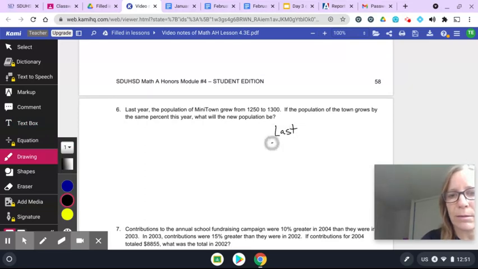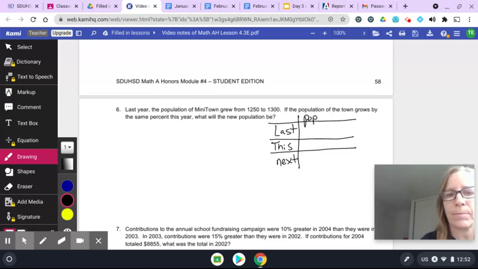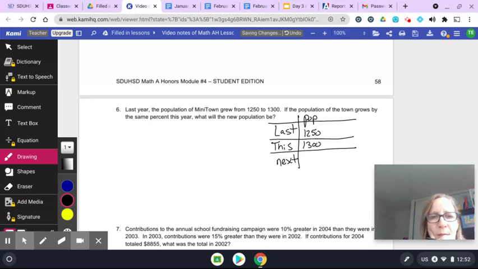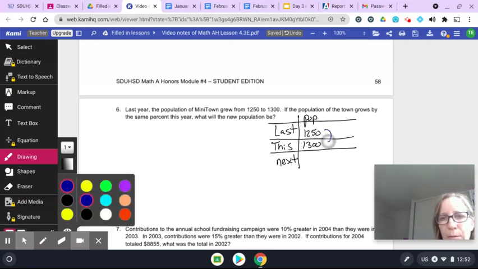Last, this, next, they talked about the population. Last year, the population of Minitown grew from 1,250 people to 1,300. If the population grows by the same percent this year, what will the new population be? So here, there's some kind of percent increase. I have to figure out what that is. And then I have to use it again to get to the next. Okay, so percent increase. I have to think about that.